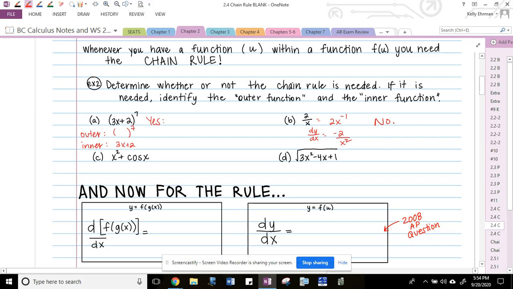For part C, we have multiple terms. Can we go ahead and take the derivative of both terms? Yeah, so we don't need chain rule for this because dy/dx would be 2x minus sine x. And for the last one, we need chain rule for this because the outer function is just square root of this quantity in here, and the inner function is 3x squared minus 4x plus 1. Since we're not allowed to square root individual terms or anything like that, we would have to use chain rule.